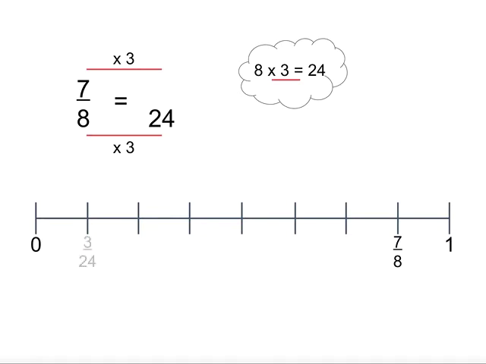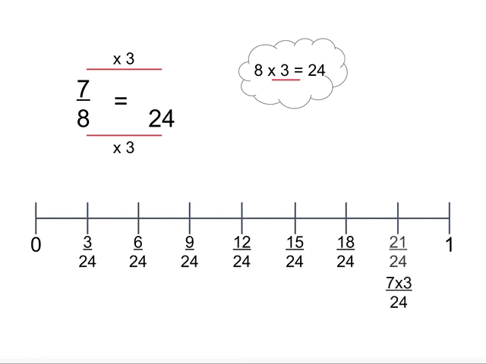So 3, 6, 9, 12, 15, 18, and 7 lots of 3 is 21 24ths. So 21 24ths is equivalent to 7/8. Keep using a number line to help you keep track until you really understand the maths to do it without the number line to help. Let's look at another one. This time we will try to solve it without the number line.